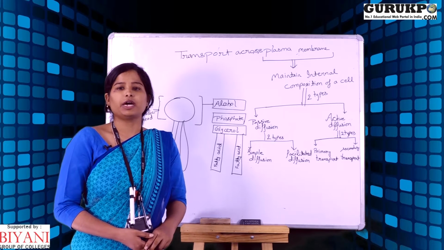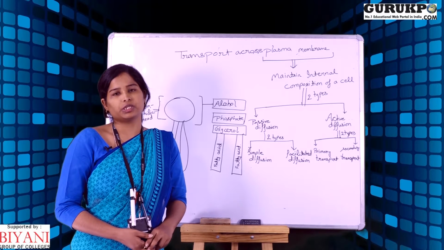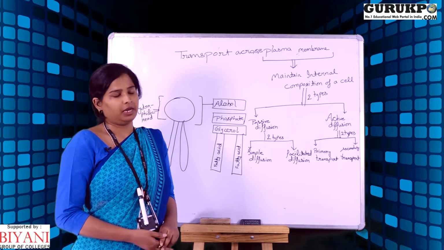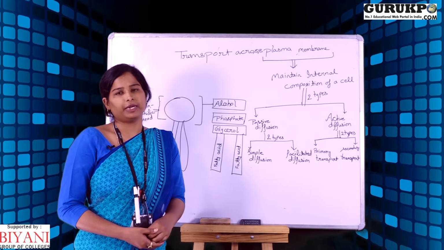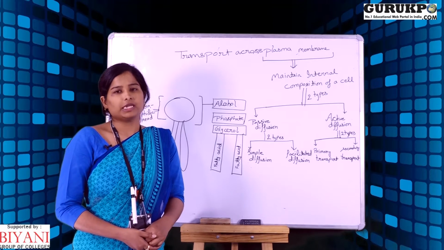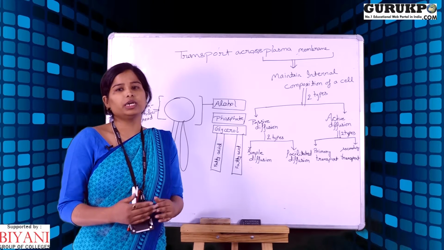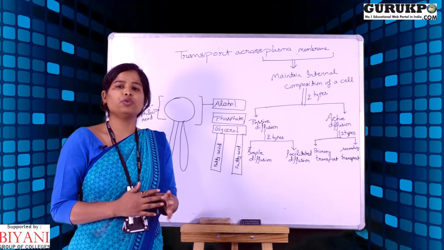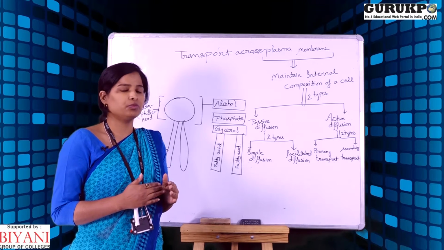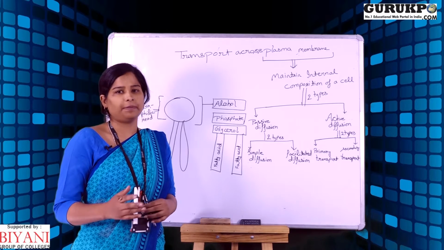Active diffusion requires metabolic energy to facilitate the transportation of molecules across the plasma membrane, unlike passive diffusion which does not require metabolic energy. Passive diffusion also always occurs along the concentration gradient. It means the molecules will move towards the lower concentration across the plasma membrane.